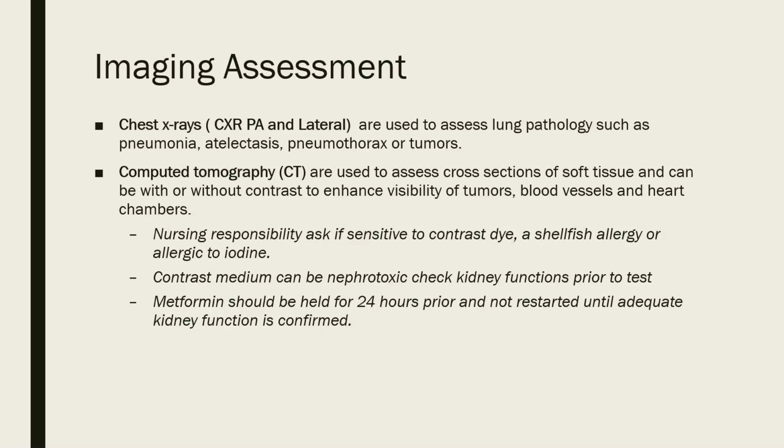Chest x-rays, usually written chest x-ray PA and lateral, are used to assess lung pathology such as pneumonia, atelectasis, pneumothorax, or tumors. A CT scan is used to assess cross sections of soft tissue and can be with or without contrast to enhance the visibility of tumors, blood vessels, and the heart chambers.